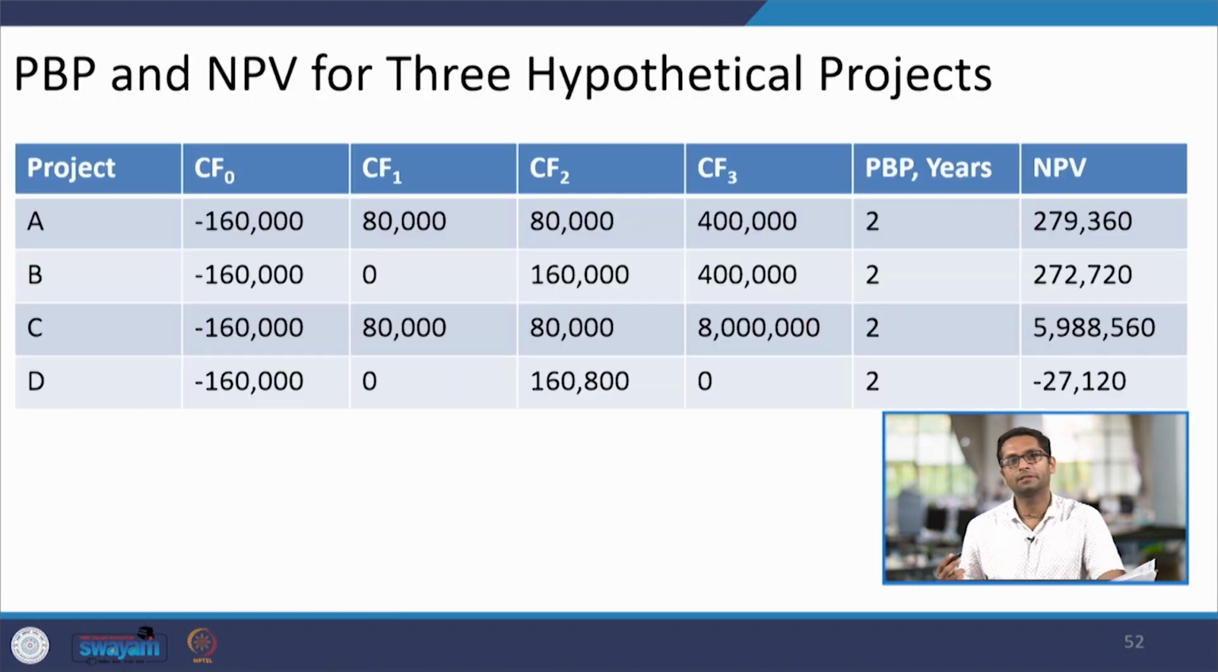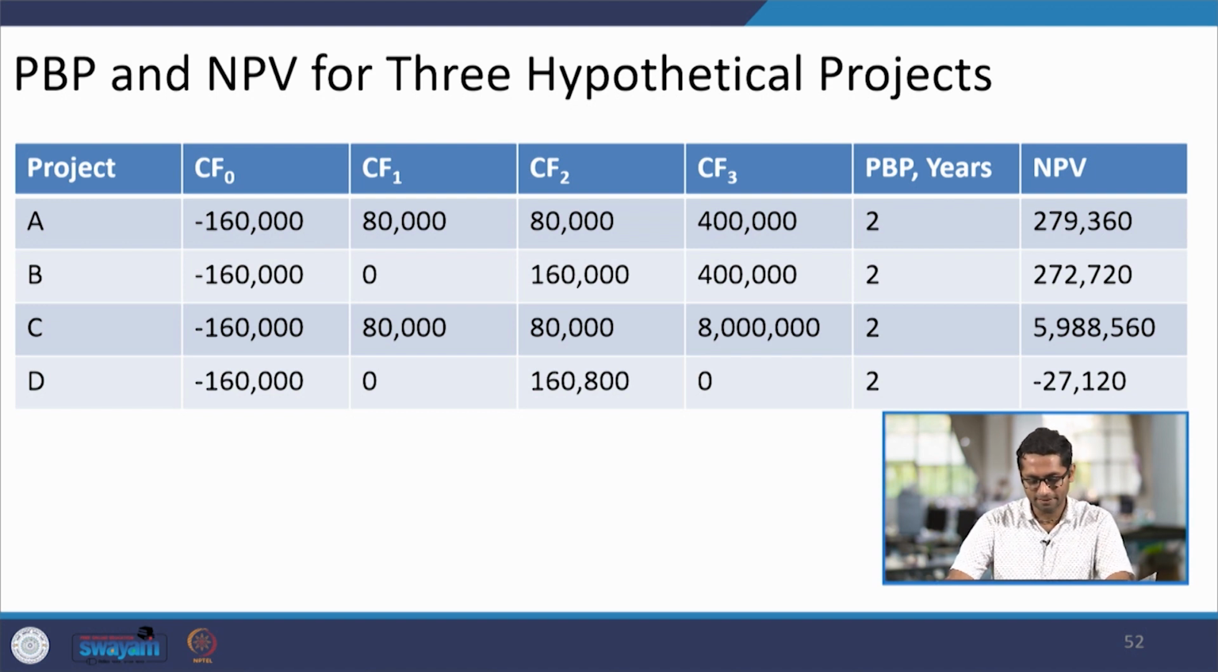We can also try to understand some of the difference with the help of a few hypothetical cases. So herein we have 4 different projects, and we'll try to compare the payback period and the net present value of these 4 hypothetical cases. So in these we have the cash flow occurring in the 4 years, starting from year 0, year 1, year 2, and then year 3. So the initial cash flow or the initial investment is the same for all the 4 cases, which is 1,60,000, and I am taking a negative figure.